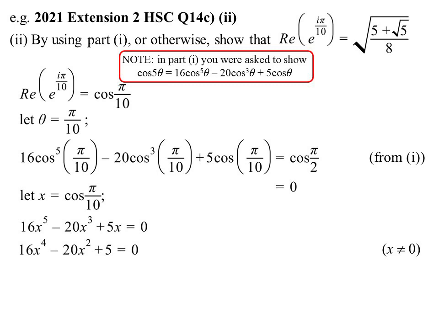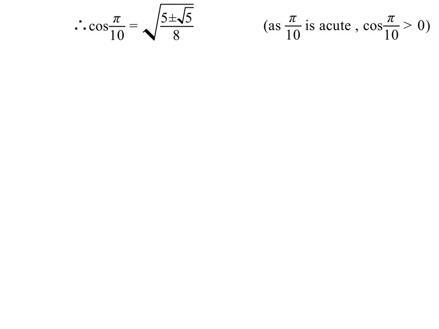That gives me a much nicer equation to solve. It's actually a quadratic when you look at it. I mean, it's a quartic. But I can treat it like a quadratic. Okay? Put it into the formula. x squared will be 20 plus or minus the square root of 320 over 32, which is, and look at that, that's what we're looking for, 5 plus or minus root 5 on 8. So x will be, which is the cos of pi on 10, the square root.